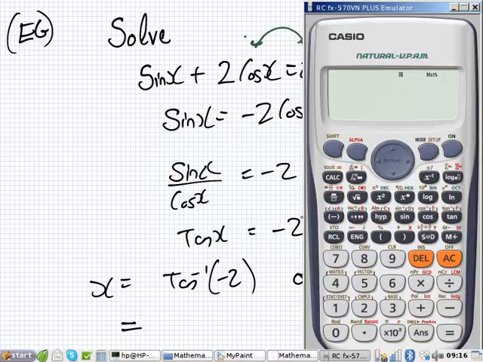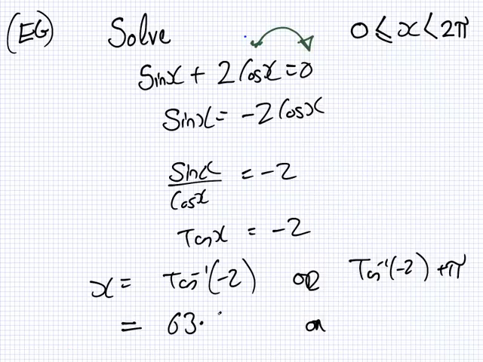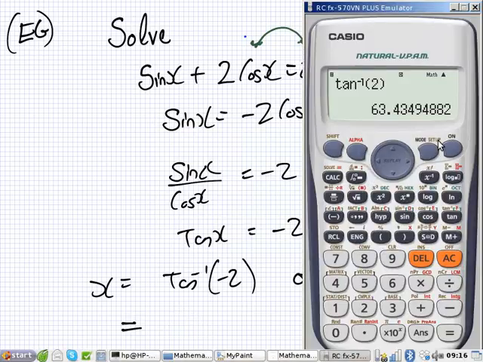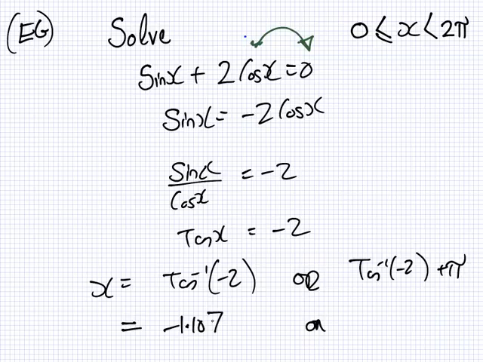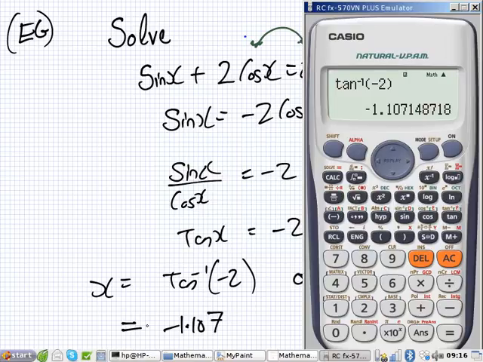Oh yeah, calculator. 63.43. No, sorry, I should be using radians. And I should be using minus, goodness sake. Minus 1.107. Right, and then the second answer is 2.03.